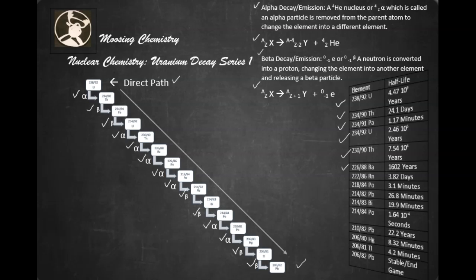Radium-226 has a half-life of 1,602 years. Radon-222 has a half-life of 3.82 days. Polonium-218 has a half-life of 3.1 minutes. Lead-214 has a half-life of 26.8 minutes. Bismuth-214 has a half-life of 19.9 minutes.